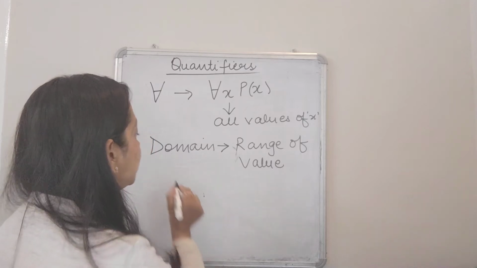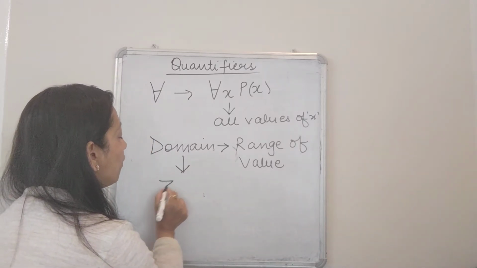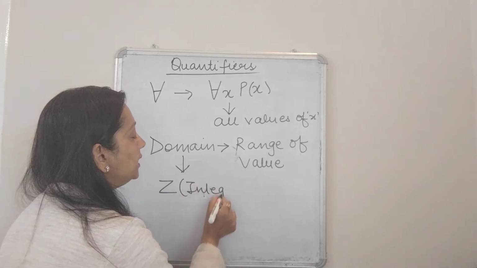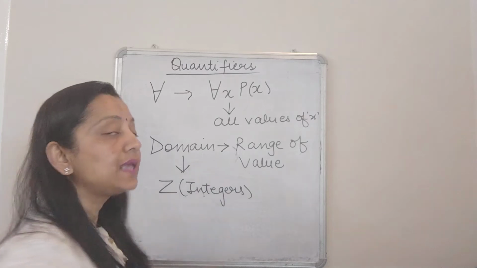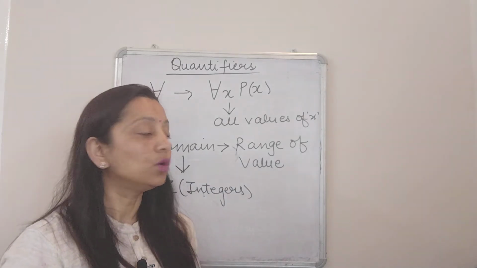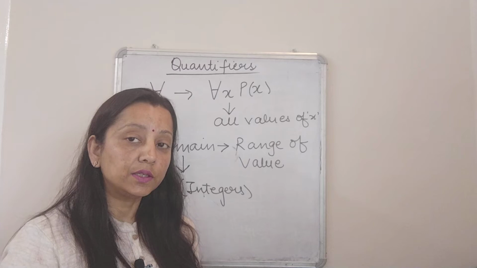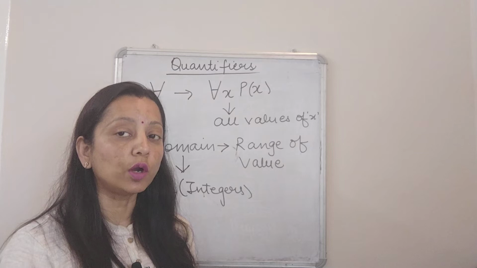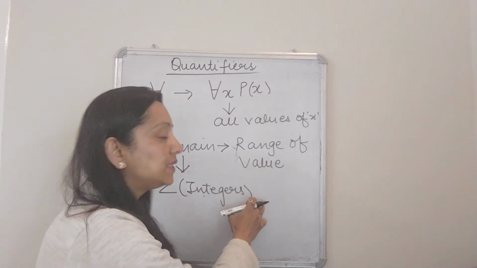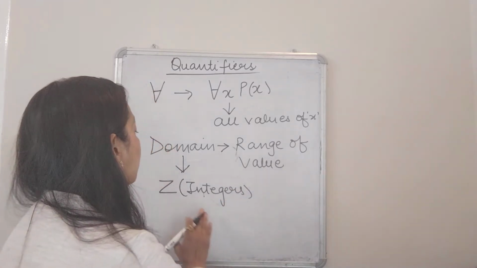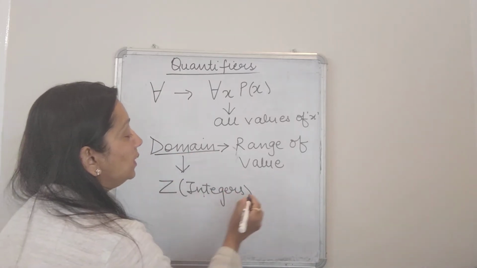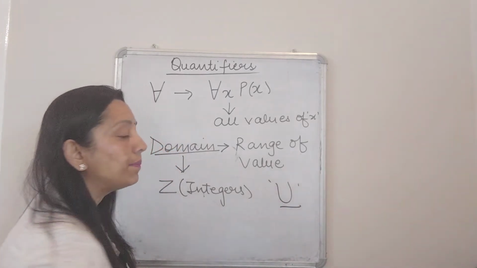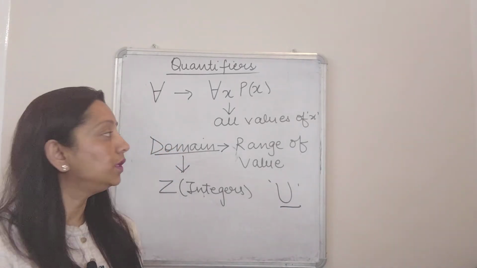For example, if I say that the domain of the variable x is Z, where Z stands for integers, that means x can take values from its domain of integers, starting from negative numbers, including 0, to all the positive numbers or natural numbers. So that is the domain of x in that case. This is what you mean by a domain, and a domain is always represented by a capital U symbol. So capital U here means we are talking of the domain.